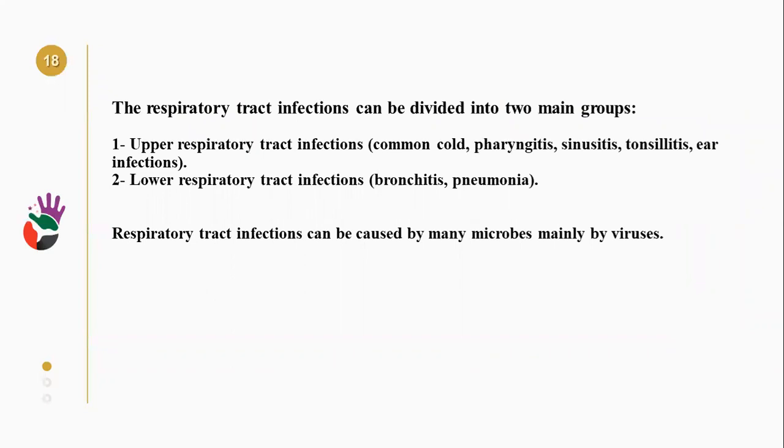We can divide the respiratory tract infections into two main groups: upper respiratory tract infections and lower respiratory tract infections. Upper infections include common cold, pharyngitis, sinusitis, tonsillitis, and ear infections. Lower respiratory tract infections include bronchitis and pneumonia. Respiratory tract infections can be caused by so many types of microbes, but mainly by viruses.